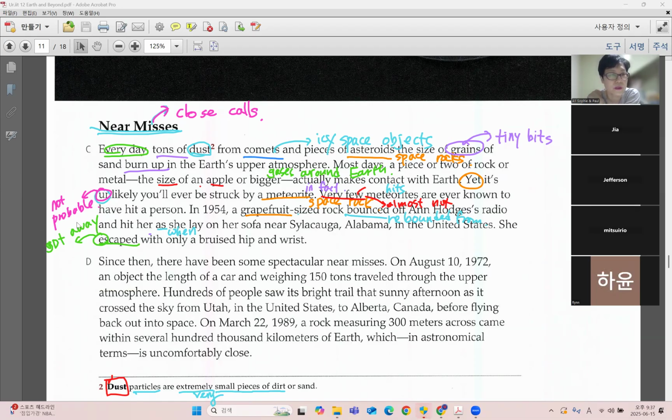What is bruised? You know, the skin color changes to purple or blue or red like that. All right? And injured hip and wrist. Where is the wrist here? The part between the hand and arm. So what is a wrist?